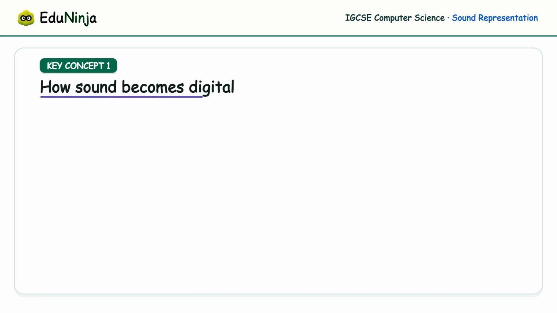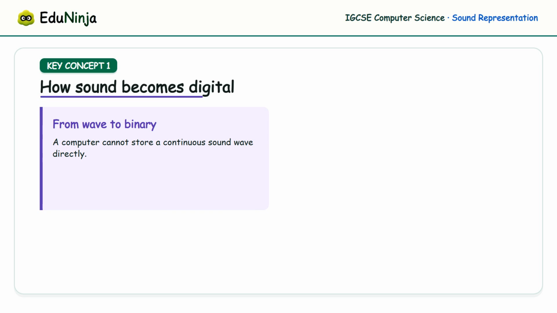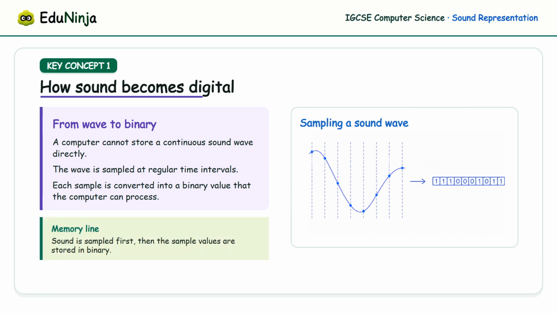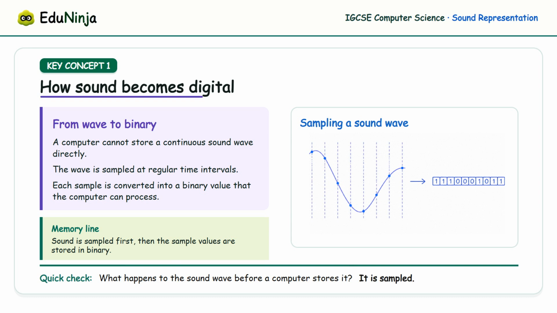Key Concept 1. How sound becomes digital. A computer cannot store a continuous sound wave directly. Instead, the wave is sampled at regular time intervals. Each sample is converted into a binary value that the computer can process. Remember, sound is sampled first, then the sample values are stored in binary. Quick check. What happens to the sound wave before a computer stores it? It is sampled.